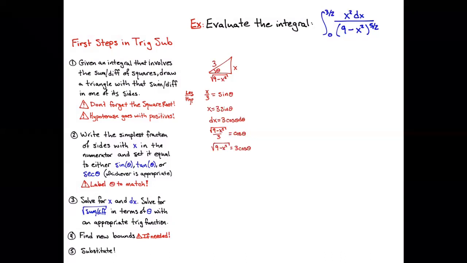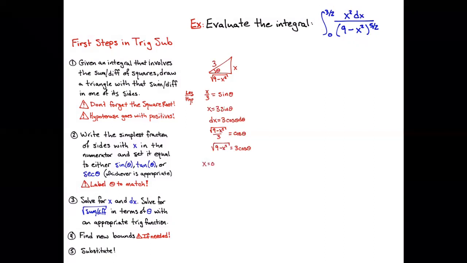We're almost ready to replace everything in our integral, right? We have the x's, which will help us replace that. We have the dx, we'll replace the dx. Then we have the 9 minus x squared square rooted, which will help us replace the denominator. What we have not figured out yet is what to do with these bounds. So don't forget to change your bounds.